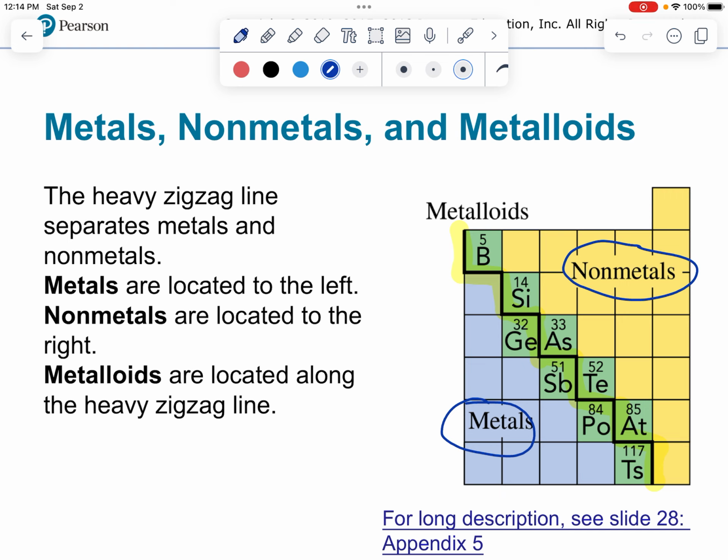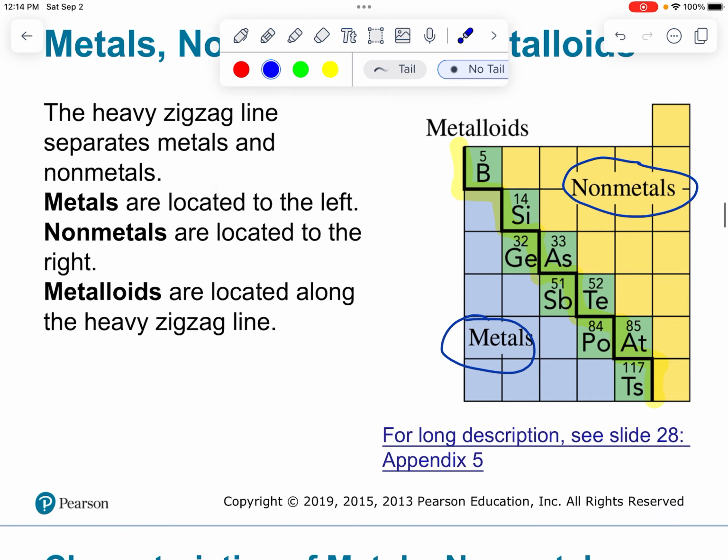The elements that run along that staircase, those are metalloids, and so they have some characteristics of metals and some characteristics of nonmetals. And for that reason, some of these have been used as semiconductors, like silicon and germanium. Those have use as semiconductors.